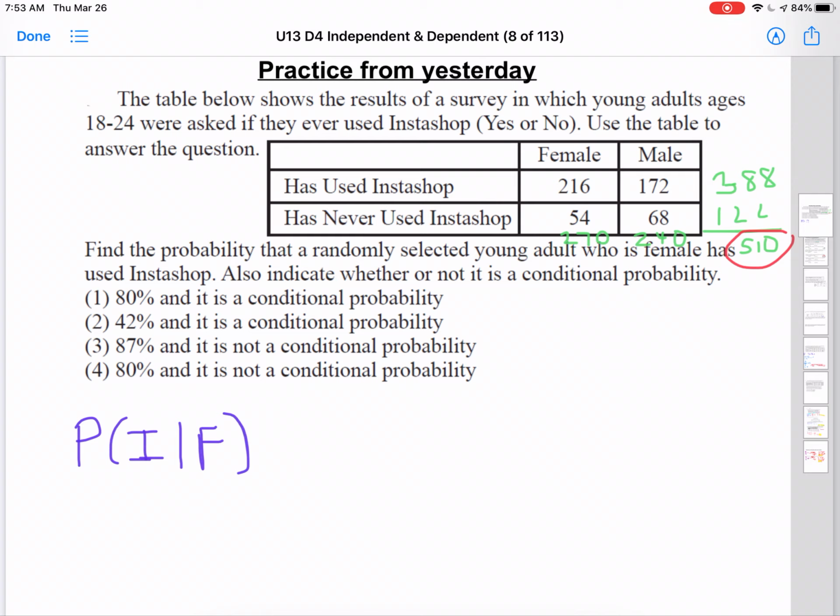Day 4, independent and dependent events. We'll start out with a little practice from yesterday to make sure you know what you're doing. So the first thing we had to do was add up the numbers. I added up going horizontally and vertically, and I wound up with my total of 510. So you guys go ahead and do that as well.